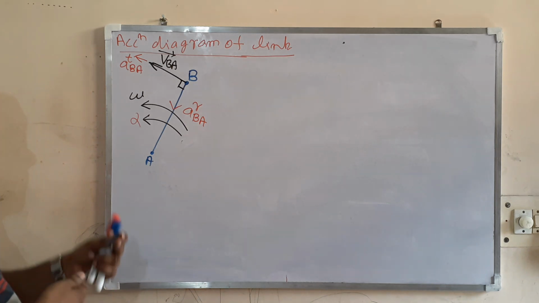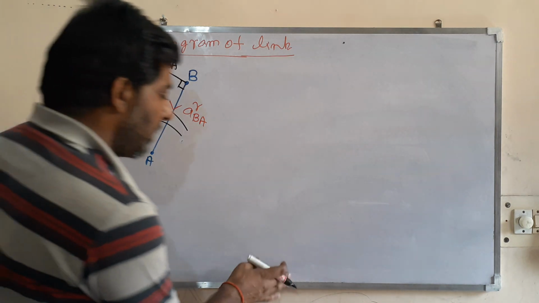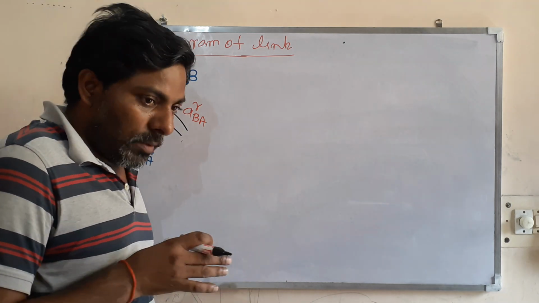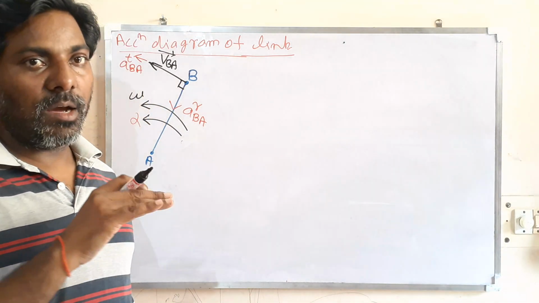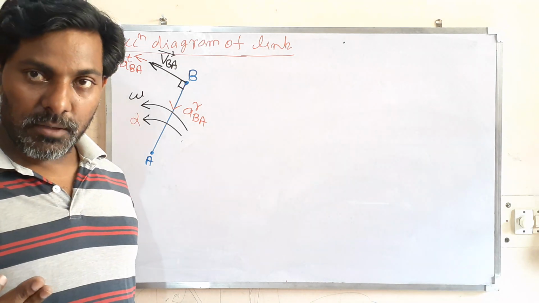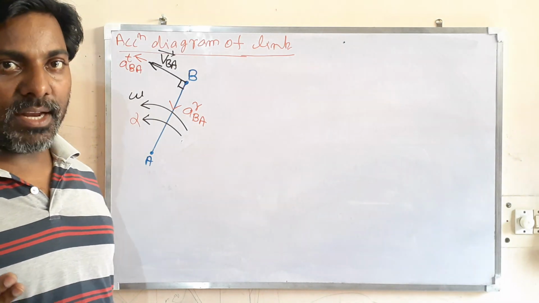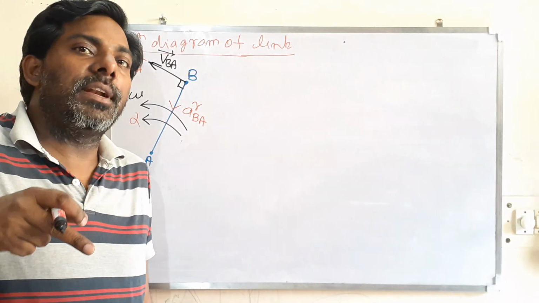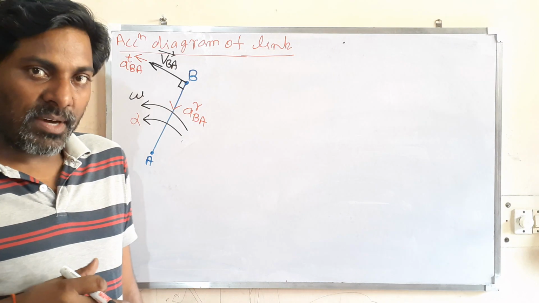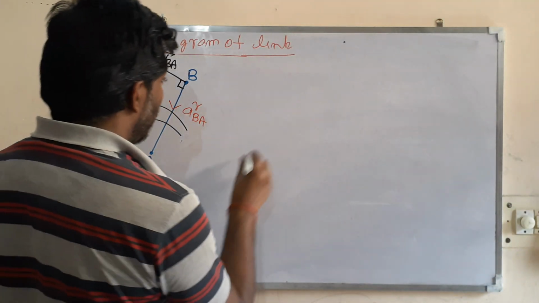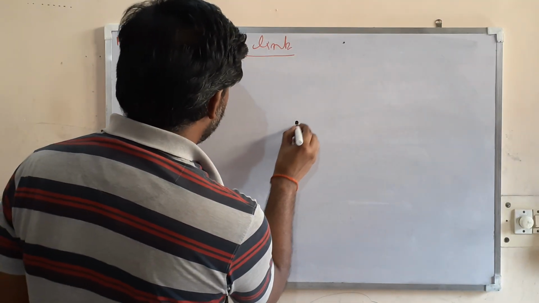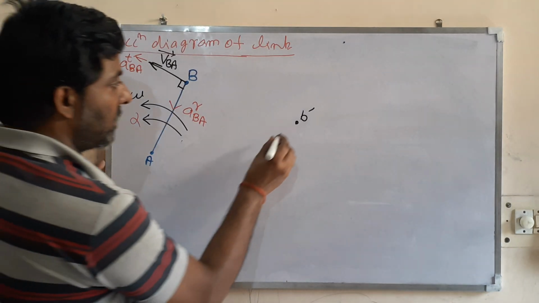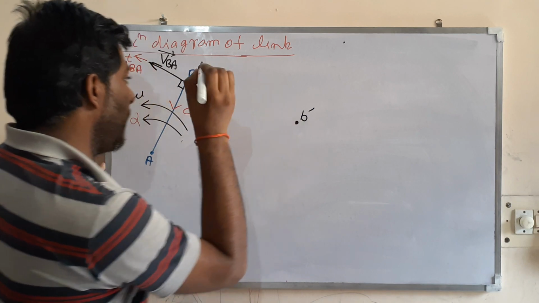Let us assume that point... One thing more: any capital letter in the space diagram is represented by the corresponding small letter in the velocity diagram, and in the acceleration diagram, a small letter with a dash will be used. A small letter with a dash. So let us assume that the acceleration of point B is here.